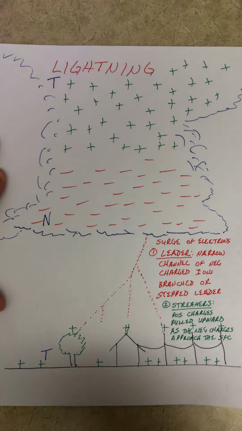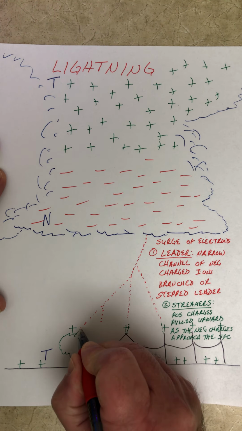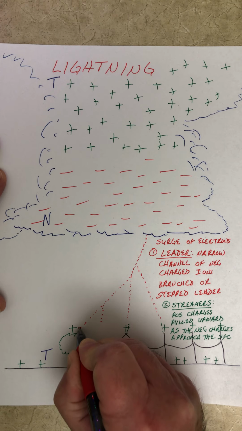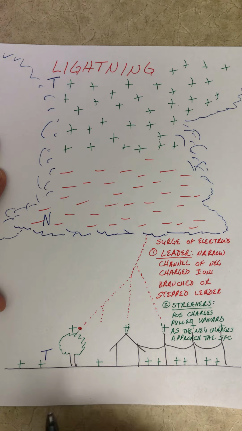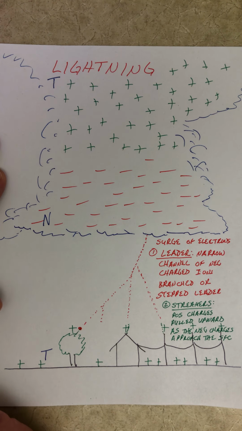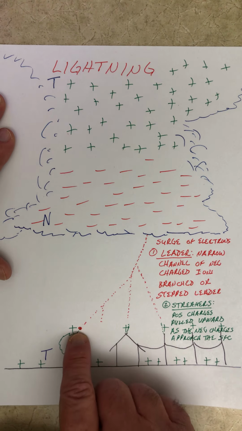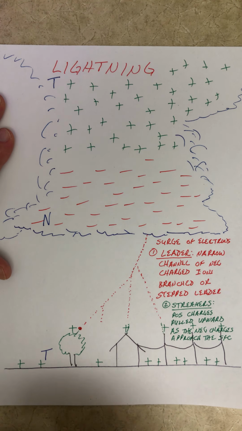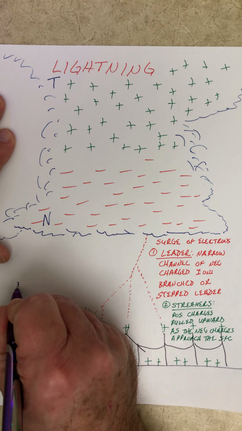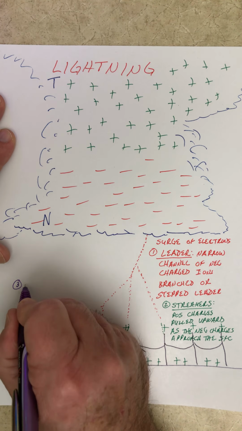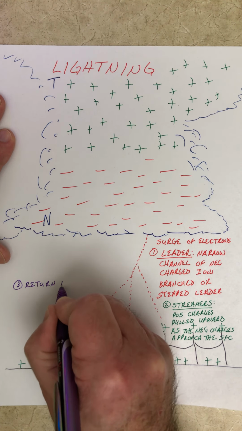Okay? Now, eventually, one of these leaders is going to connect with one of the streamers. And let's say that it's this one hitting the tree. Okay? When the negatively charged leader makes a connection with the positively charged streamer, you get what's called a return stroke. So this is the third portion of our lightning. It's called the return stroke.